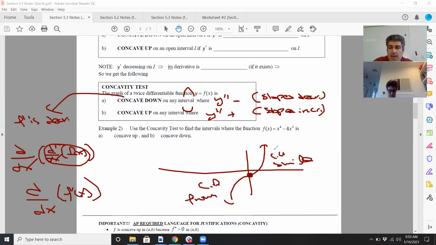And of course, sometimes initially your slopes could be negative. Like, for example, here's a parabola, right? My slopes are negative, and then they go to zero, then they go to positive. That's still an increasing slope, or increasing values of the slopes. That's still concave up.